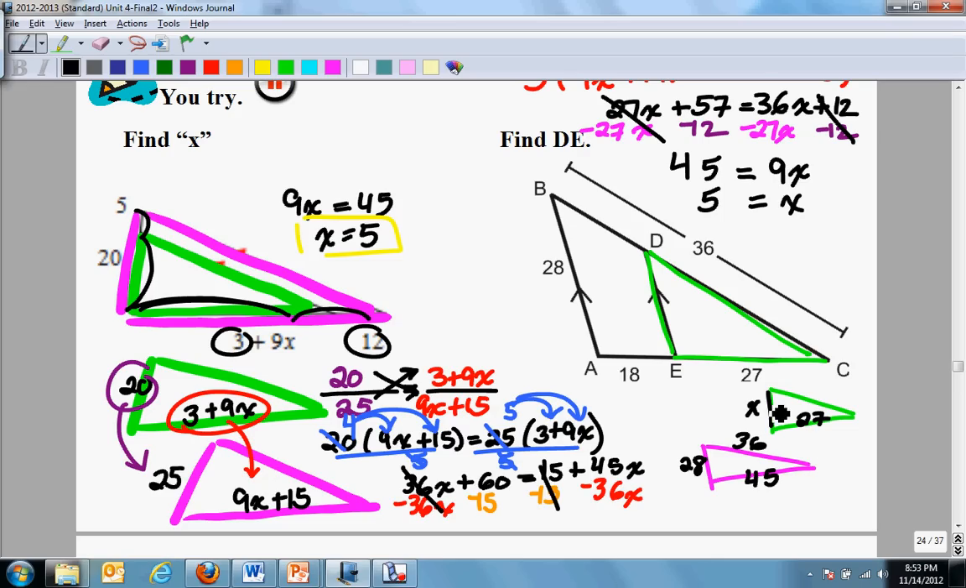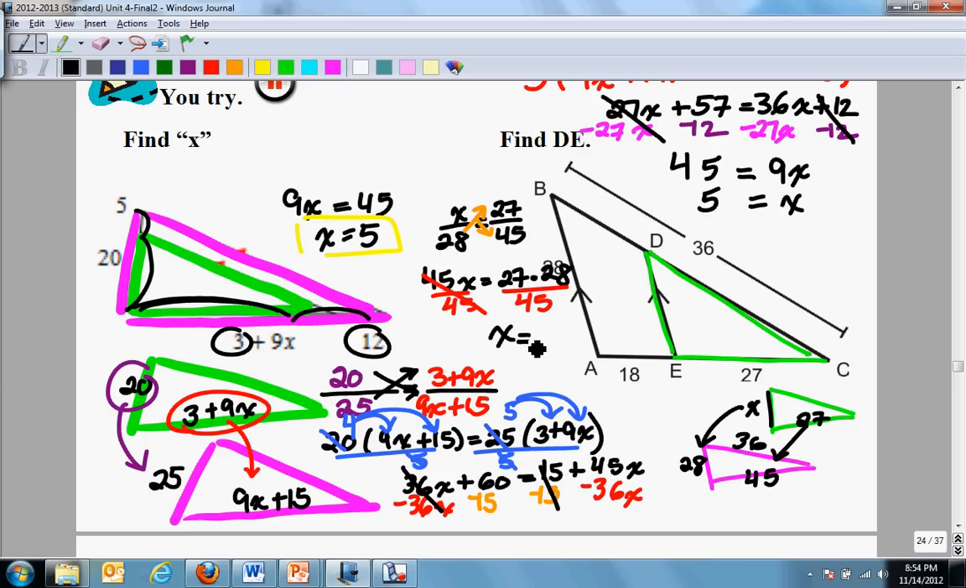Now we make a very simple proportion. I'm going to go X over 28 equals 27 over 45. And of course we cross multiply. So we end up with 45x equals 27 times 28. Divide both sides by 45. Notice I didn't multiply because I'd rather factor out. And I know 9 goes in here 3 times. And 9 goes in there 5 times.